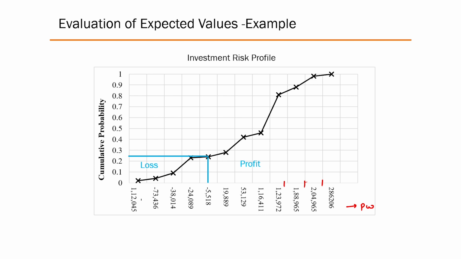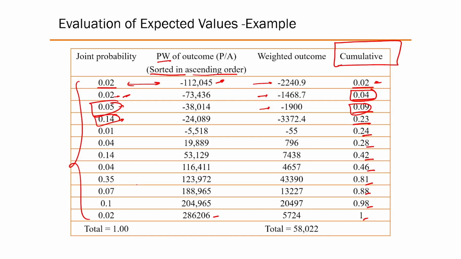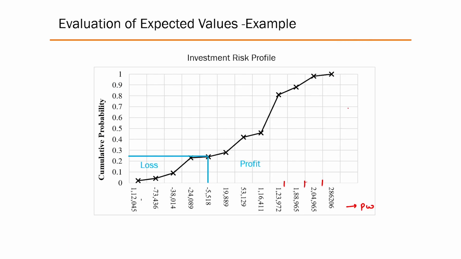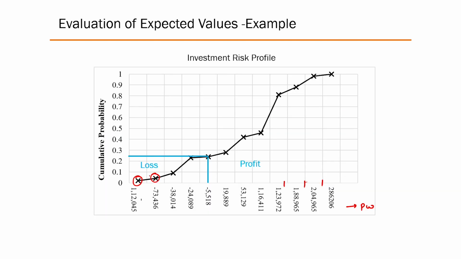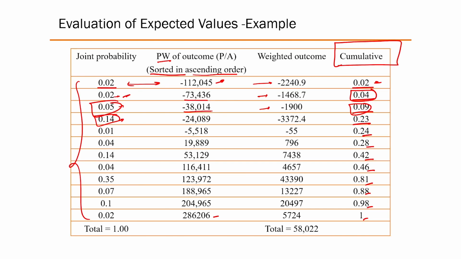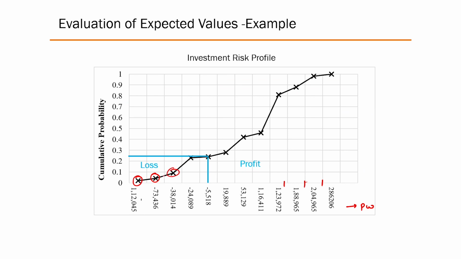And now the cumulative probability will give you this idea. For the first value, the cumulative probability is 0.02. Then the second value is minus 73,000, and the cumulative probability is 0.04. The next is 0.05, and so on and so forth.